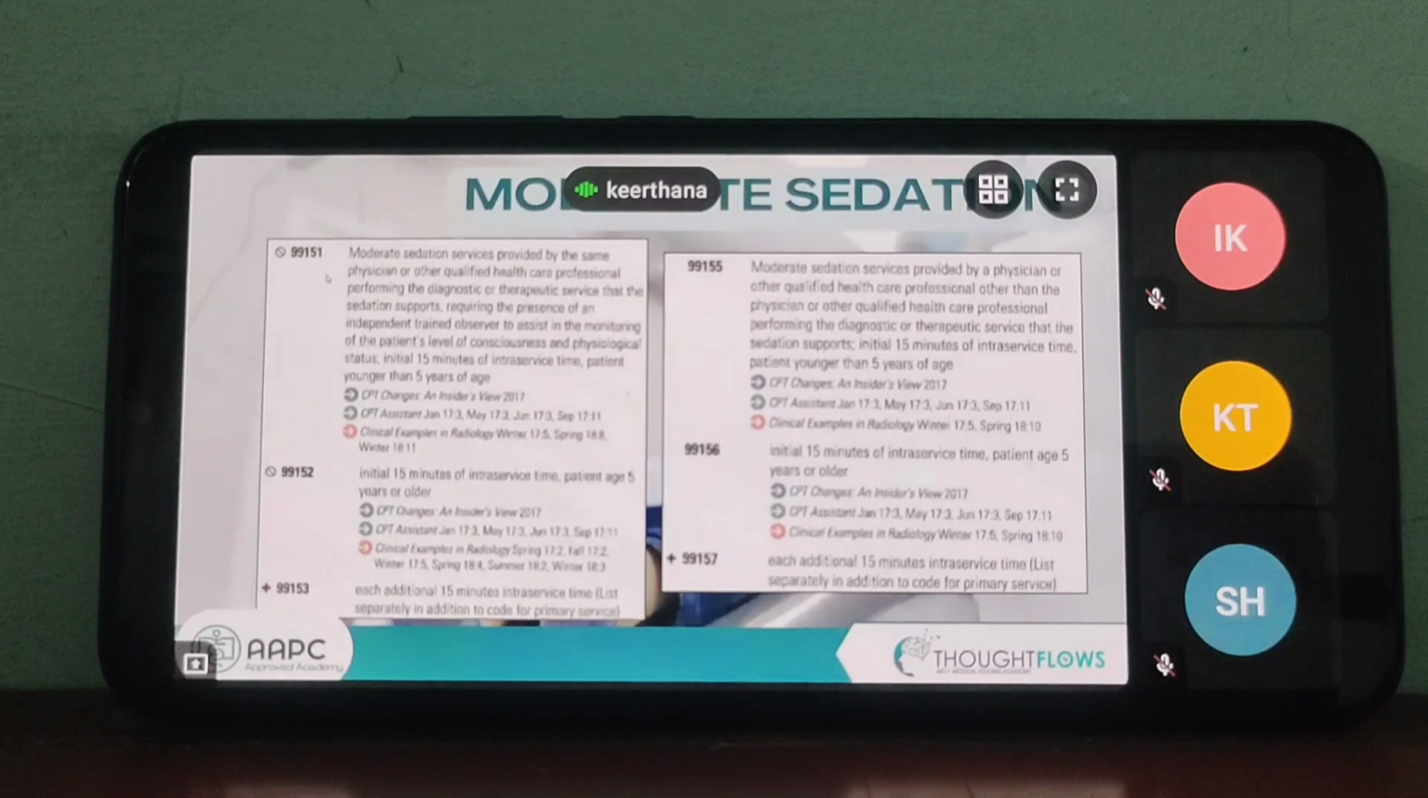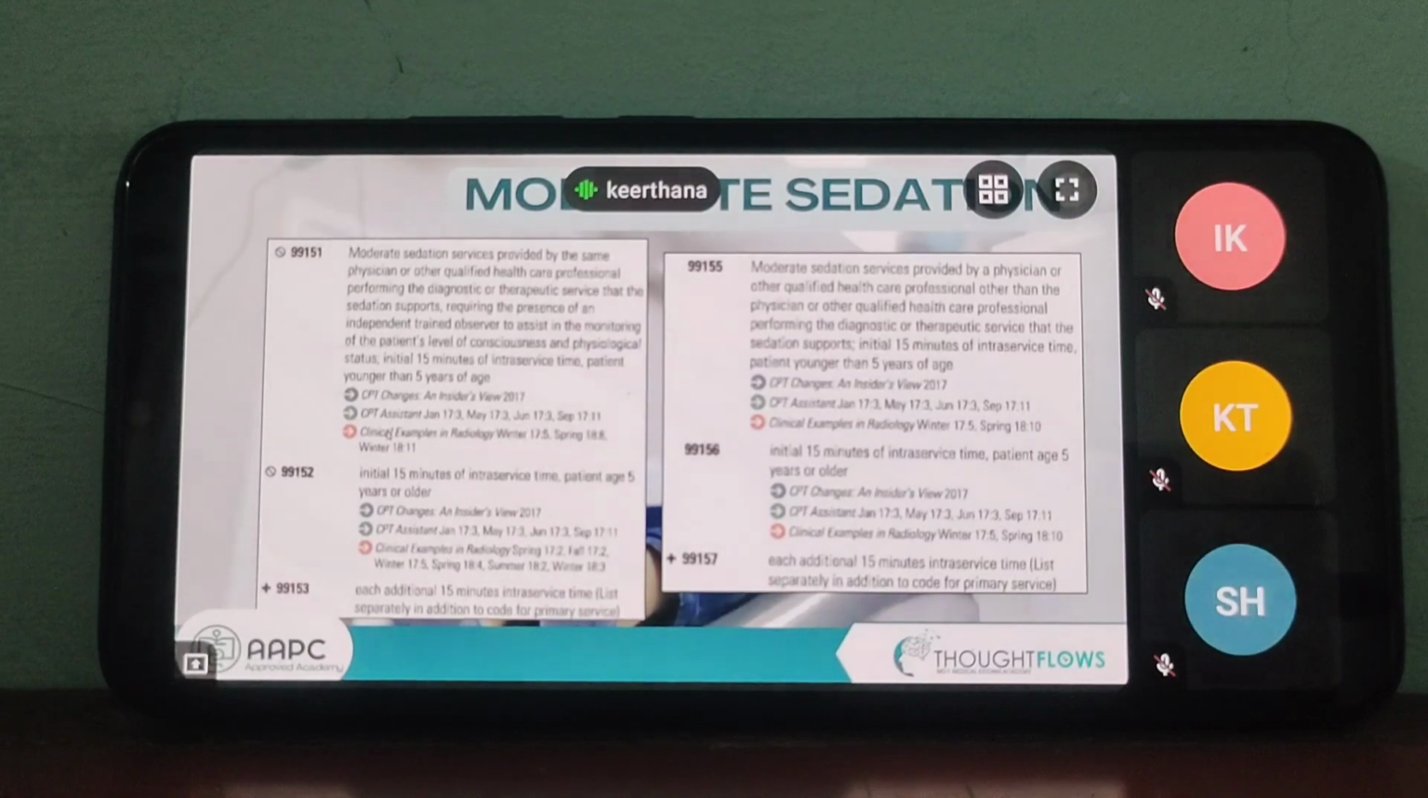So 151 is for the initial 15 minutes of intraservice time for patients younger than 5 years. Whereas 152 is for the initial 15 minutes of intraservice time for a patient aged 5 or older. So the code will be 152. Whether younger than 5 or older than 5, if it goes more than 15 minutes, you can use the add-on code of 153.